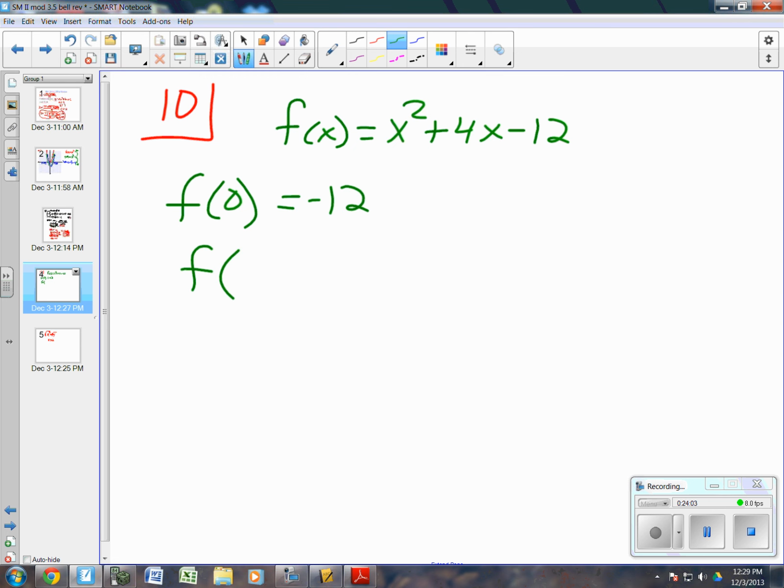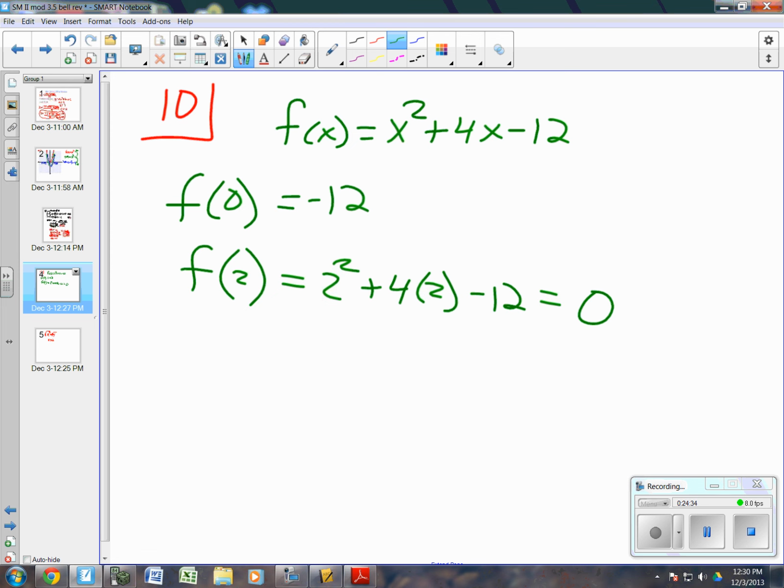Now I got to put in f of 20. No, f of 2. Picking up the wrong part. f of 2. What does that mean? 2 squared plus 4 times 2 minus 12. 2 squared is 4. 4 times 2 is 8. 4 plus 8 is 12. 12 minus 12 is 0. Okay?